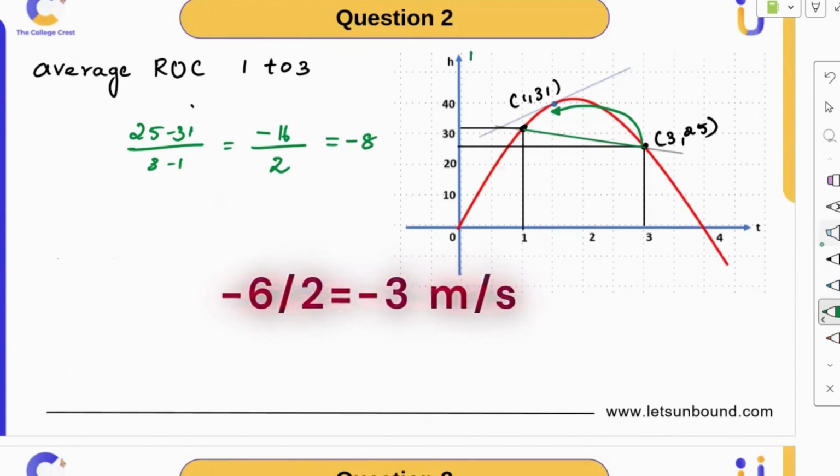Right? And the unit, this is in meters and seconds, so rate of change means meters per second. Change in y is meters per second. So minus 8 meters per second is the average rate of change.